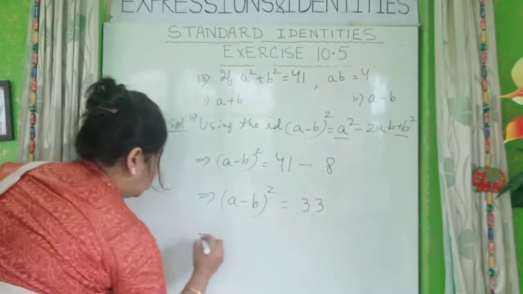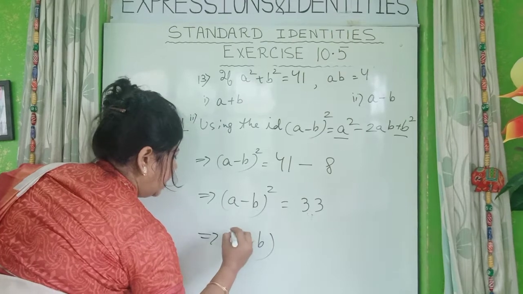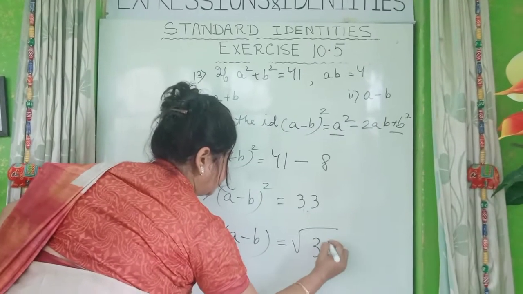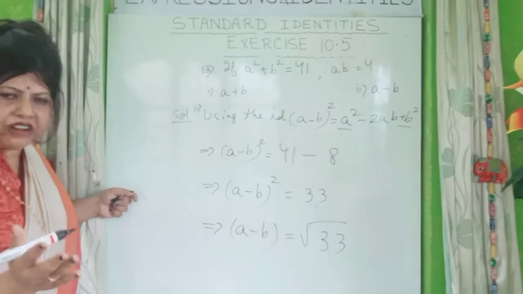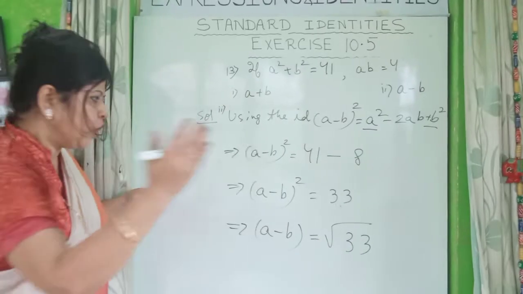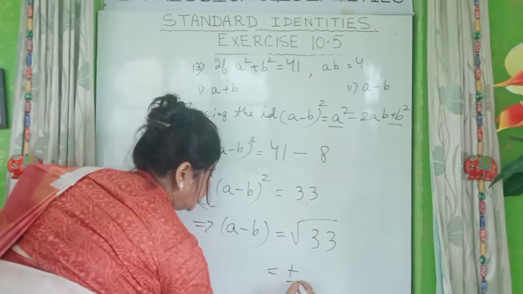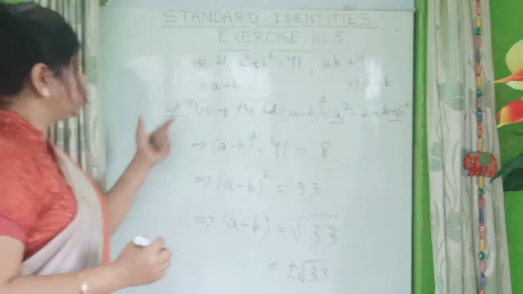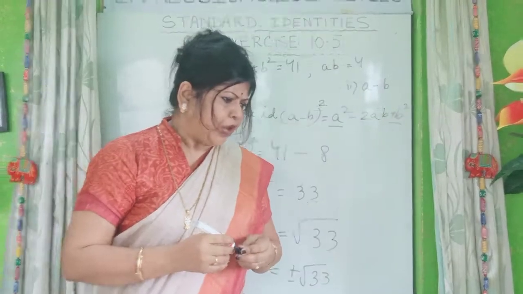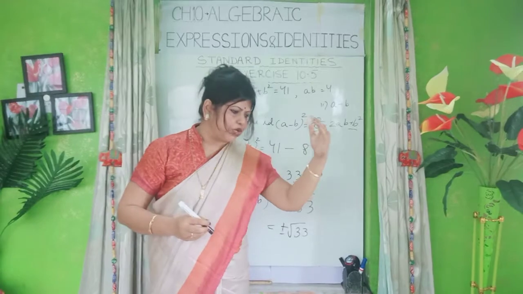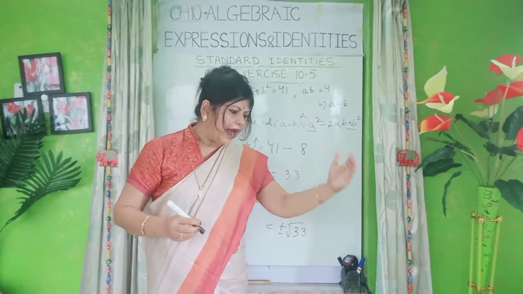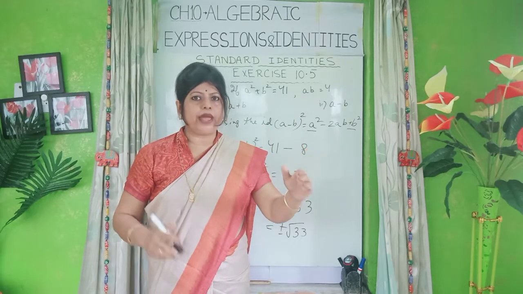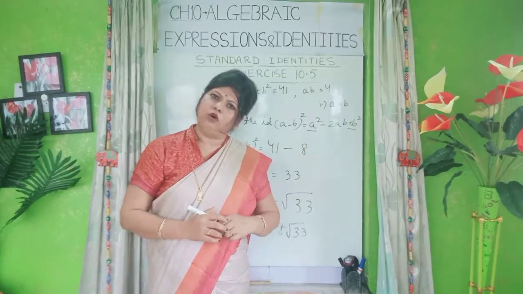Followed? So what will be my a − b? My a − b will be equal to, children, under root 33. Now 33 is not a perfect square. We are not solving it. So my answer becomes plus minus under root 33. Followed? So this was your last question. So all the questions, that is question number 9, 11 and 13, we solve with which identity? (a + b)² or else (a − b)².